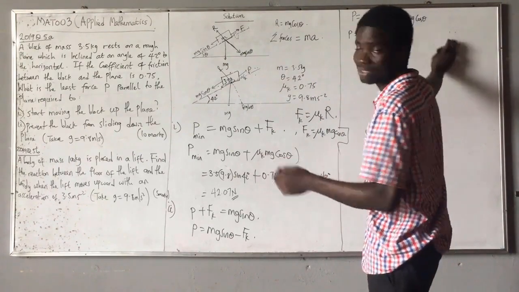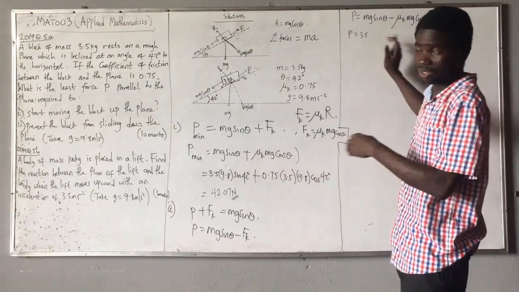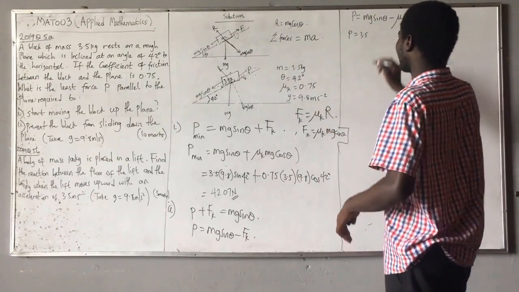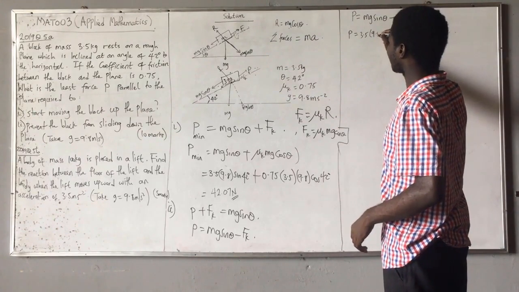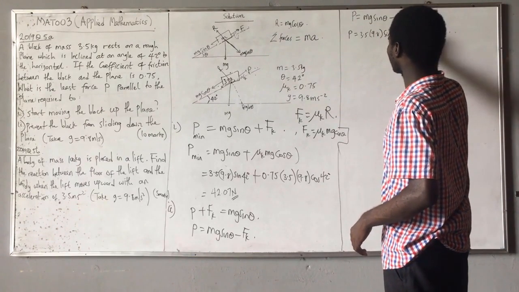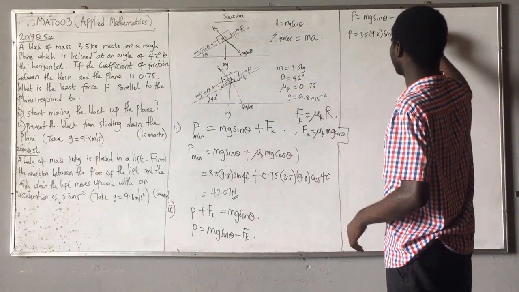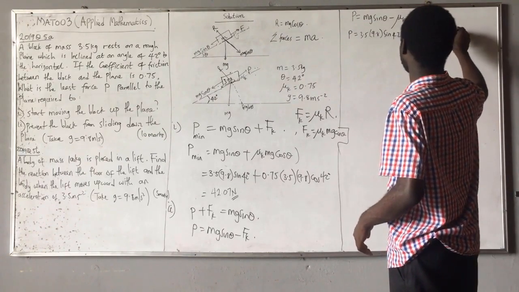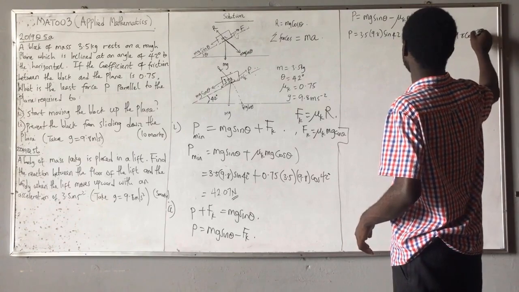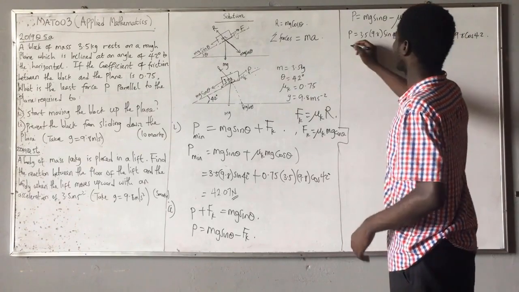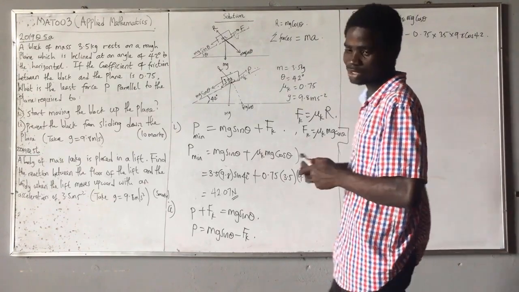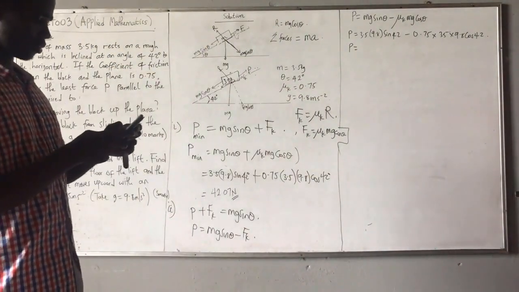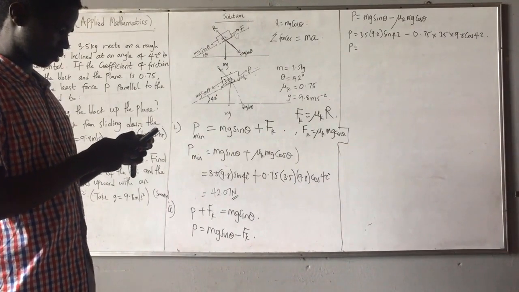Now, mg, of course, this is 3.5. From here you can solve. You can factorize mg. If you can factorize or put in the value straight, use calculator and get your answer. mg, 3.5 times 9.8, sine what? Sine 42, minus mu is 0.75 multiplied by what? M, 3.5 times 9.8, cos what? 42. So P will be equal to, again you use calculator to get the minimum force there.